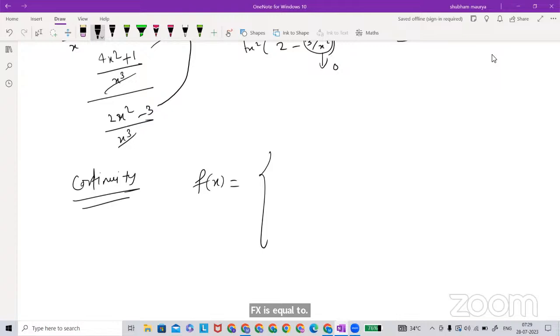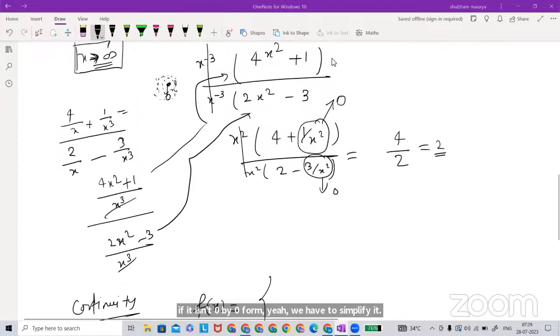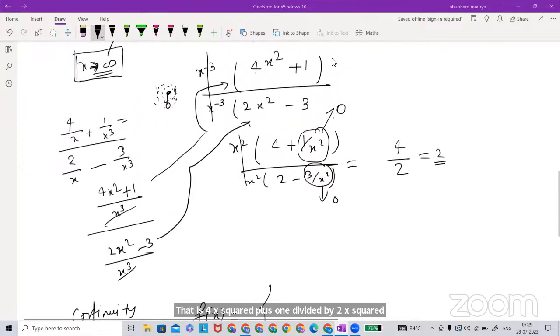Sir, in that previous example you have given, if it is in 0 by 0 form, we have to simplify it. That is 4x squared plus 1 divided by 2x squared minus 3. After that, we can directly substitute the infinity, right? Why are we again going for that 1 by x form? Oh, this one? Yes, sir.